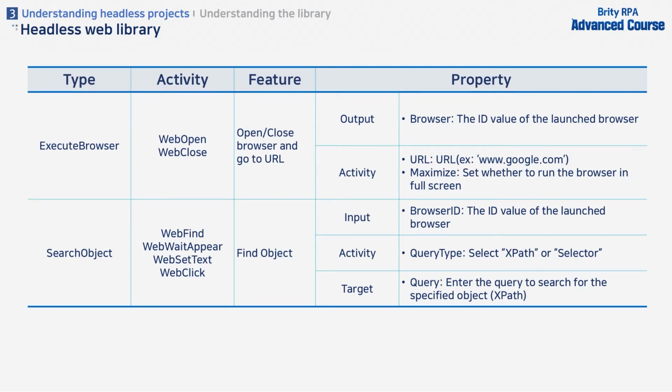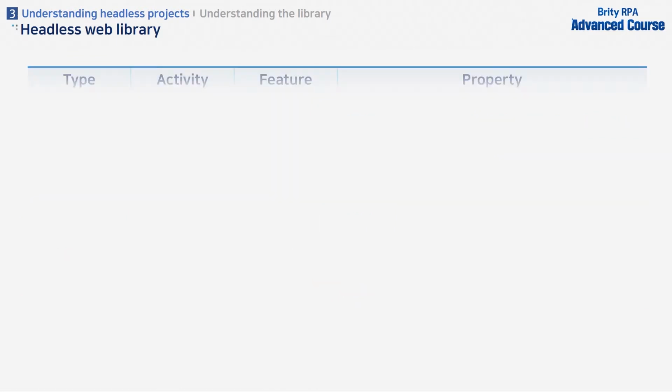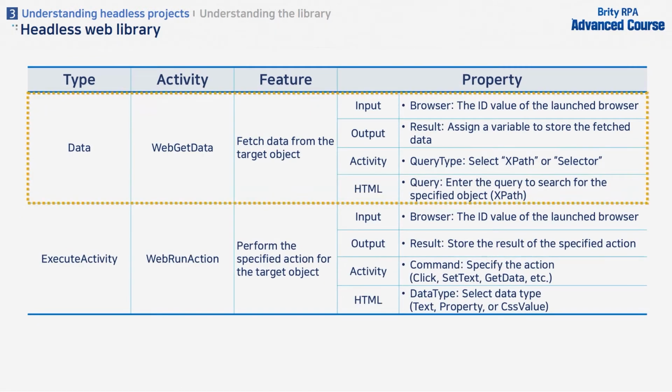Also, there are the Web Find, Web Wait Appear, Web Set Text, and Web Click activities that are used to search for the specified objects and perform specific activities. Also, there is the Web Get Data activity to fetch data from the target object, and the Web Run Action activity to perform the action for the target object.